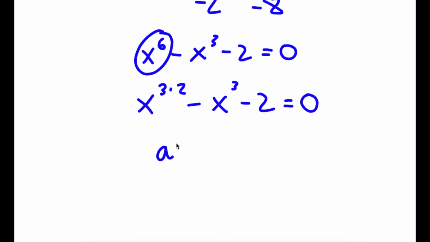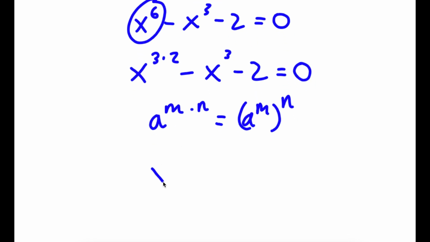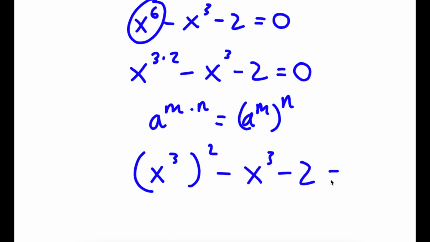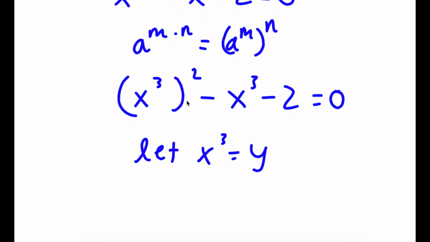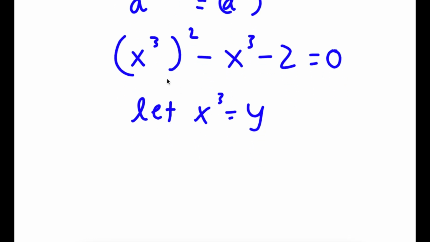Now, if I have something in the form a to the power of m times n, this is equal to a to the power of m to the power of n. So x to the power of 3 times 2, that's going to equal x to the power of 3 to the power of 2. Now I have this minus x to the power of 3 minus 2 is equal to 0. Now I'm going to let x to the power of 3 equal to the variable y. So if I replace y with x to the power of 3, I get y squared minus y minus 2 is equal to 0.